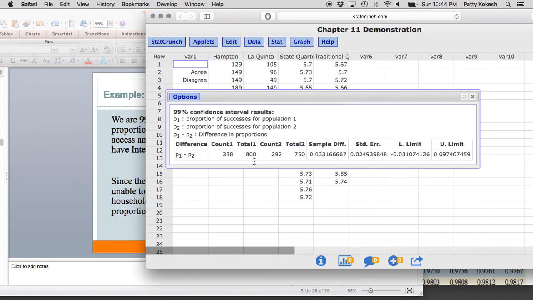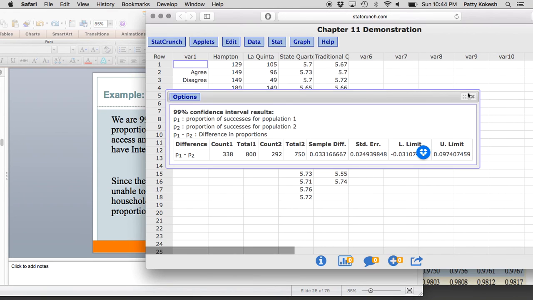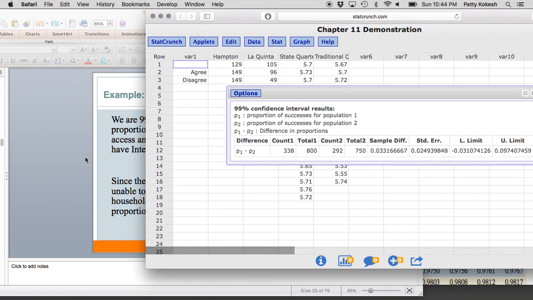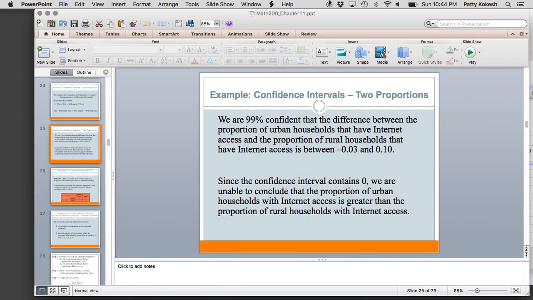And what you'll see is it gives me all kinds of stuff. It gives me the sample difference, which is the difference between p1 and p2, the standard error, and the lower and upper limits. To interpret this, I just use my lower and upper limits, and I can say that we are 99% confident that the difference between the proportion of urban households that have internet access and the proportion of rural households that have internet access is somewhere between negative 0.03 and positive 0.10 if we round.